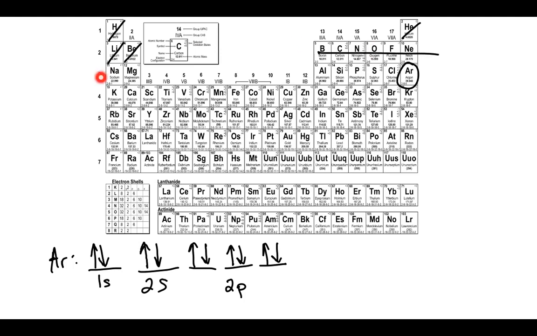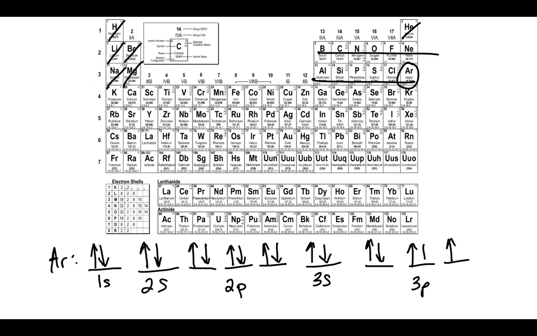After 2p, I move down to level 3 and the S block. So the next one I fill is 3s for sodium and magnesium, one up, one down. And then finally, to get to argon, I've got 3p, up, up, up, down, down, down. Now, this is why argon is a noble gas, because you see the very outer orbital that's available is 3p.